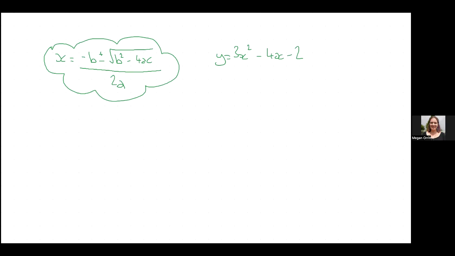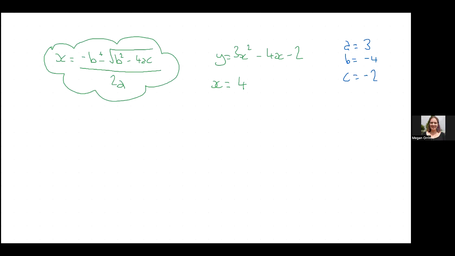So then x is going to be, what is negative b? 4. Let me pick a different color and review for us. What's a? 3, because it's the number in front of x squared. What's b? Negative 4, because it's the number in front of x. And what's c? Negative 2, the number on its own. All right, so let's shovel those into our quadratic formula.